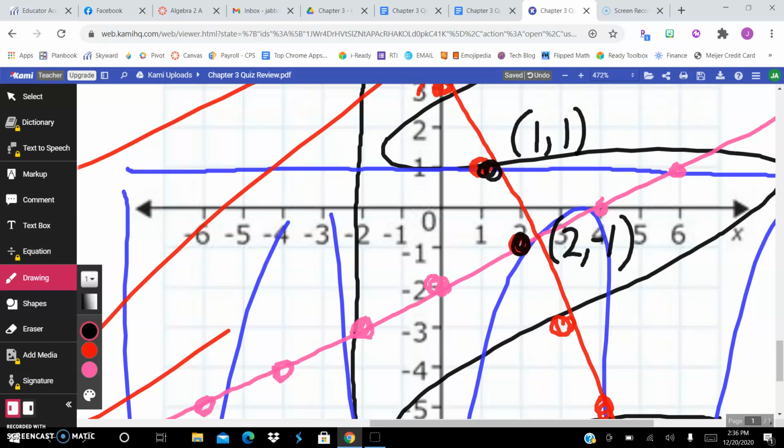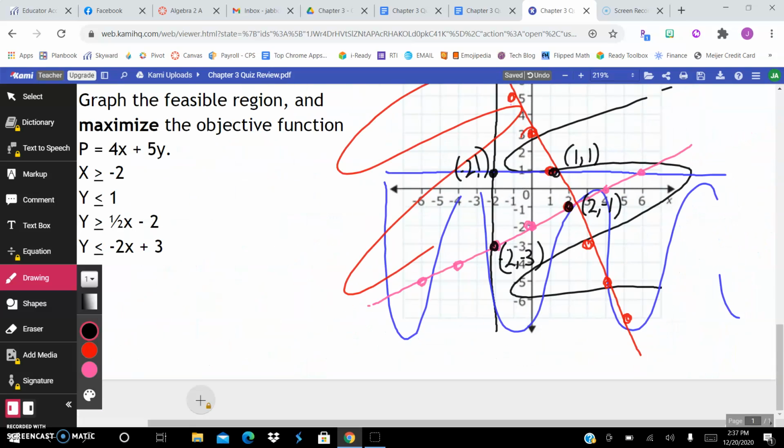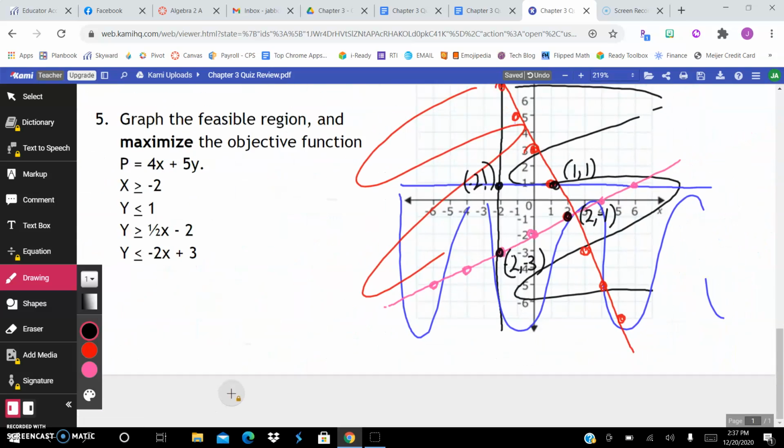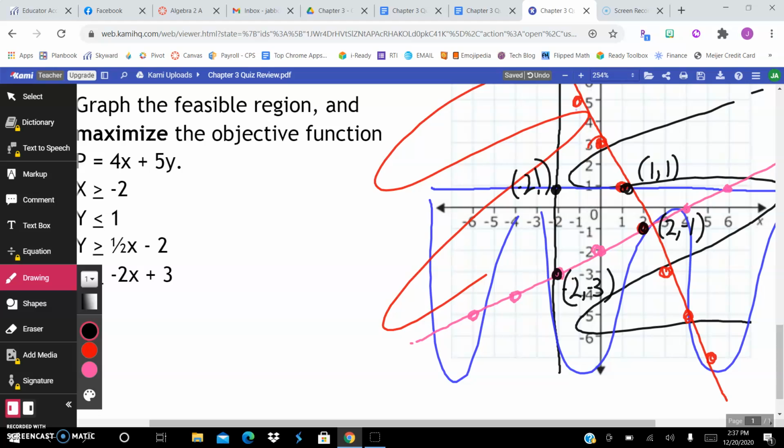This one, as you can see, my red line didn't quite hit all the points it should have. This point here would be -2, -3. And then this point here is -2, 1. So now we take those 4 points and we plug each one into this equation of 4x plus 5y. And since we're maximizing, we're looking for the largest answer.